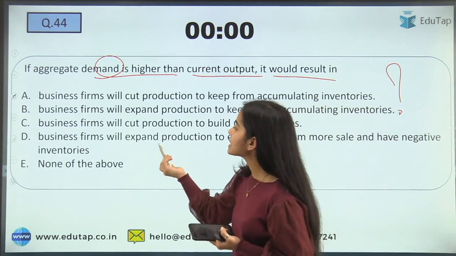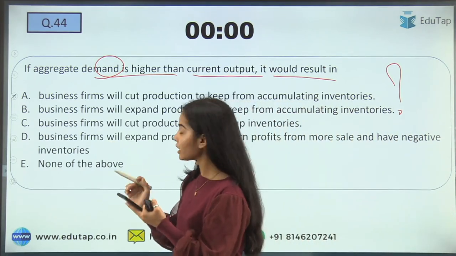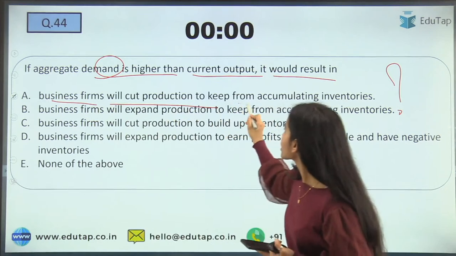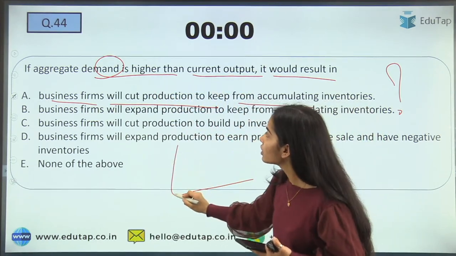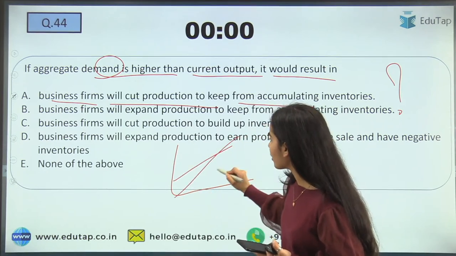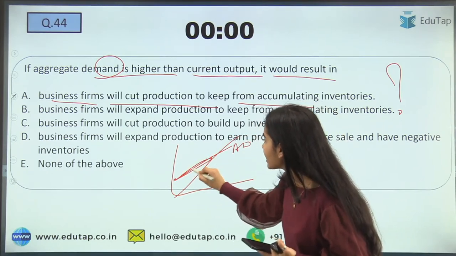So business firms will see, the right answer for this one will be, the business firm will cut production to keep from accumulating inventories. So what is it saying? That your demand is higher than the income. Your aggregate demand is higher than your income.